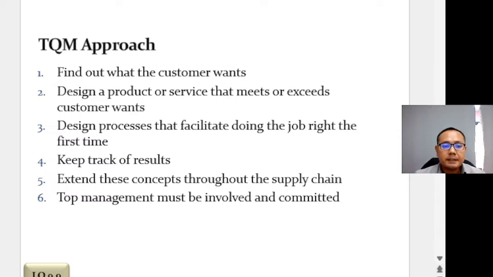And then keep track of results and use them to guide improvement in the system. So never stop trying to improve. And then extend this concept throughout the supply chain. And then last but not least, of course, top management must be involved and committed. Otherwise, TQM will just be another fad and fade away.